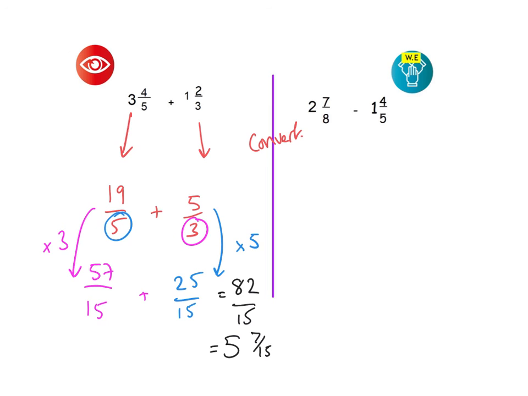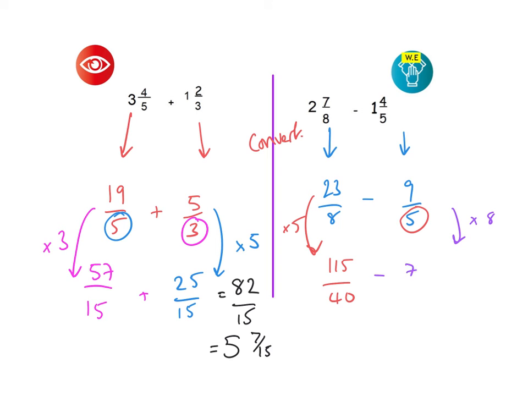So the same process on the other side. If you want to have a go on your own, you can do. So convert to start with. So 16 plus the 7 is going to give me 23 over 8 and 9 over 5. We're going to times by the 5. That's going to give me 115 over 40. And we're going to times this side by the 8. So I'm going to get 72 over 40. And then we're just going to subtract from that. So that's going to give me 43 over 40, which is 1 and 3 over 40.